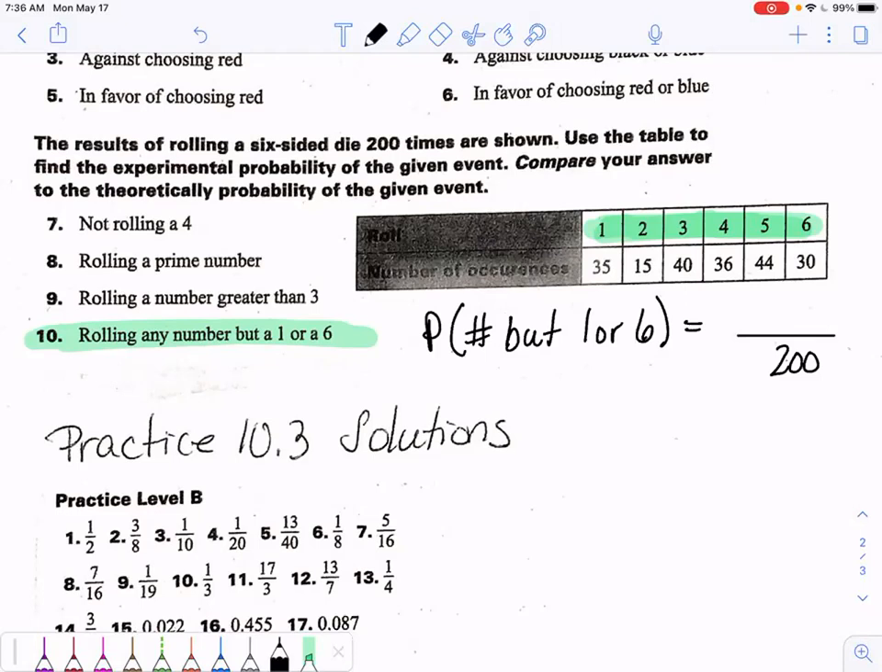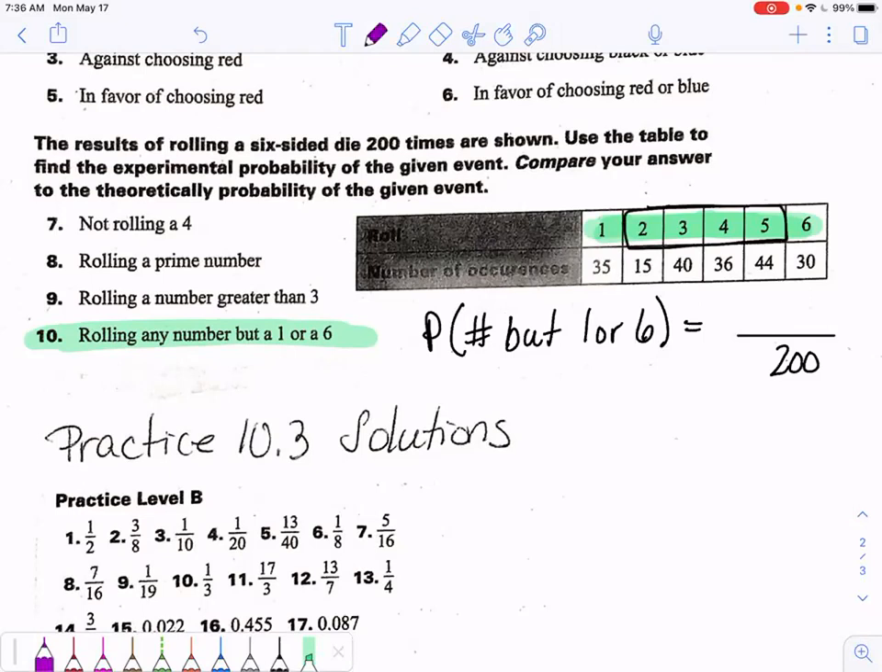So which ones are not a 1 or a 6? So I want to roll any number but a 1 or a 6. So which ones aren't a 1 or a 6? Right, 2, 3, 4, and 5. Those are the ones that are not a 1 or a 6.